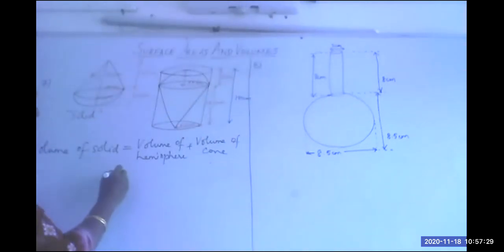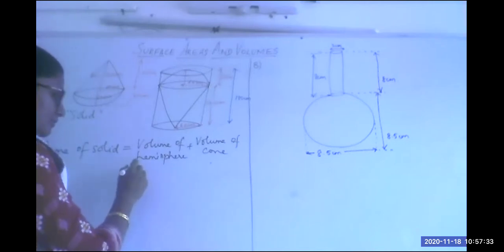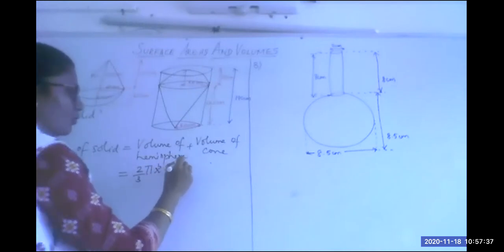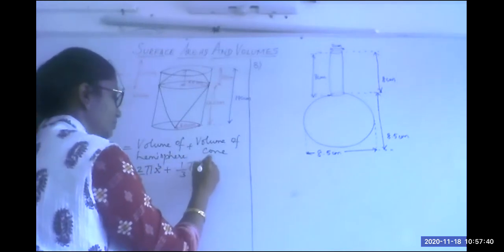Volume of the hemisphere, what's the formula for the volume of a hemisphere? Half of the volume of a sphere: 2 by 3 pi r cube. Plus the volume of the cone will be 1 by 3 pi r square h.